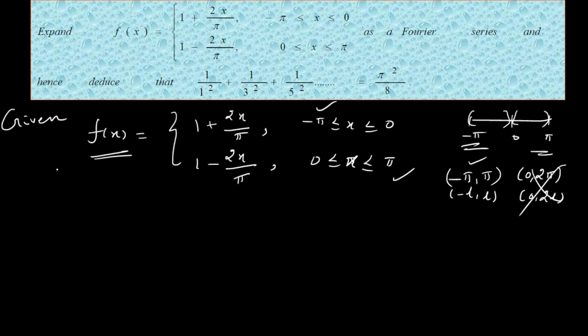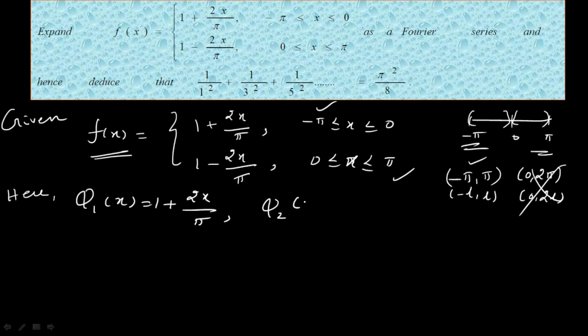Here the function is defined in two subintervals. So what is your phi 1 of x? The first function is your phi 1 of x. So phi 1 of x is nothing but 1 plus 2x divided by pi. And your phi 2 of x is nothing but your second function. What is your second function? This is your second function, isn't it? 1 minus 2x divided by pi.